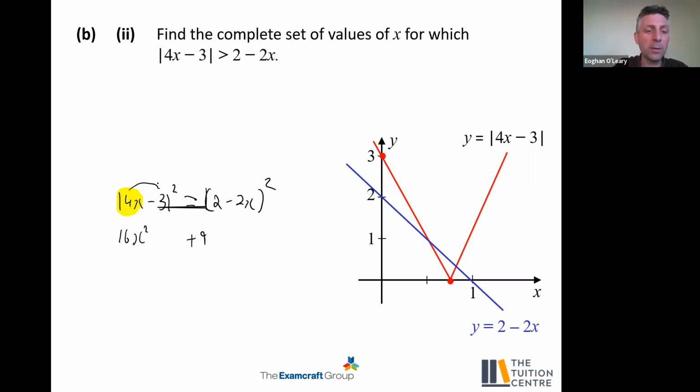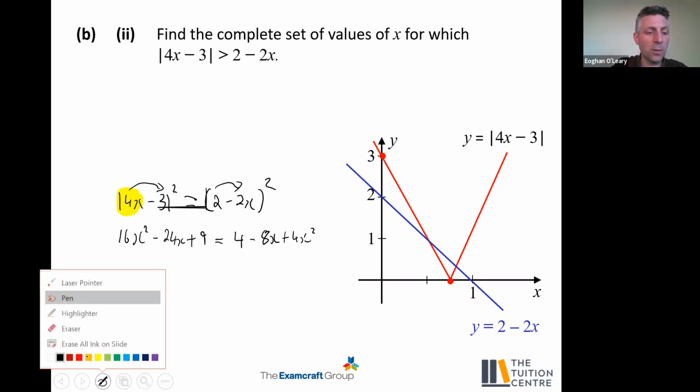And then you multiply the first term by the last term. 4x times minus 3 is minus 12x. Double that to get minus 24x. We're going to go through a similar process on the right. We square the first term to get 4. We square the last term to get 4x squared. And then we multiply the first term by the last term. That will give you minus 4x. Double that and get minus 8x.